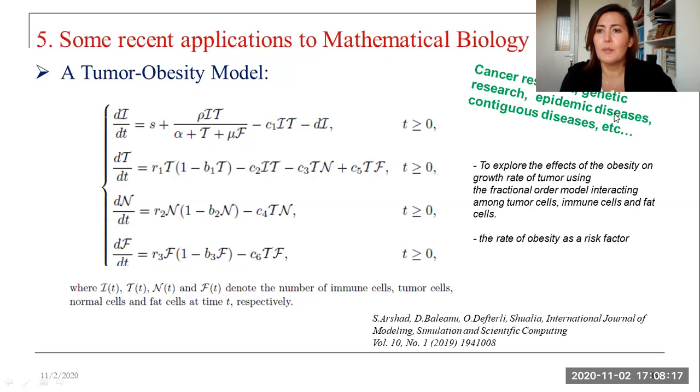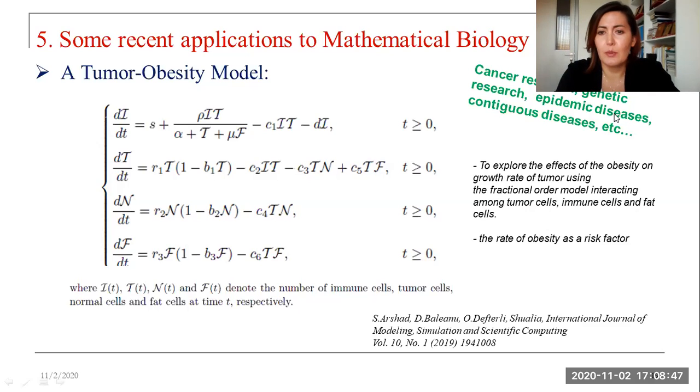As an example, let's try to implement these new definitions, new operators, in the area of cancer. As well as there are applications in genetics, epidemiology, in any kind of contagious disease. Me and our research group also study HIV. We study some infectious diseases, also cancer, chaotic tumor models, and so on.